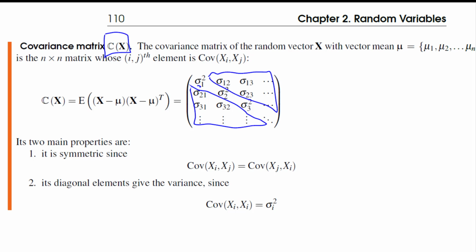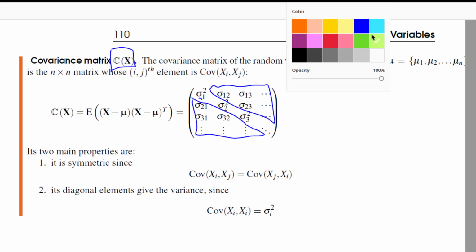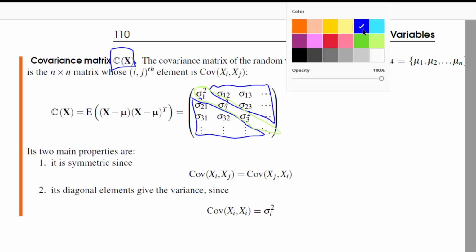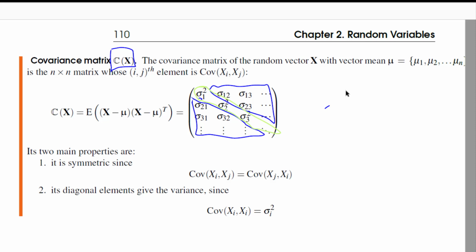Okay, and then, I'm trying to highlight here. The terms in the diagonal, if you see, they're all the variances of each xi, right? So sigma 1 squared right here, by definition we said is the variance of x1. Okay, so the diagonal gives you all the variances of each variable, and the off-diagonal terms give you all the covariances. So it's a pretty compact way of expressing the covariance of a vector. All right.